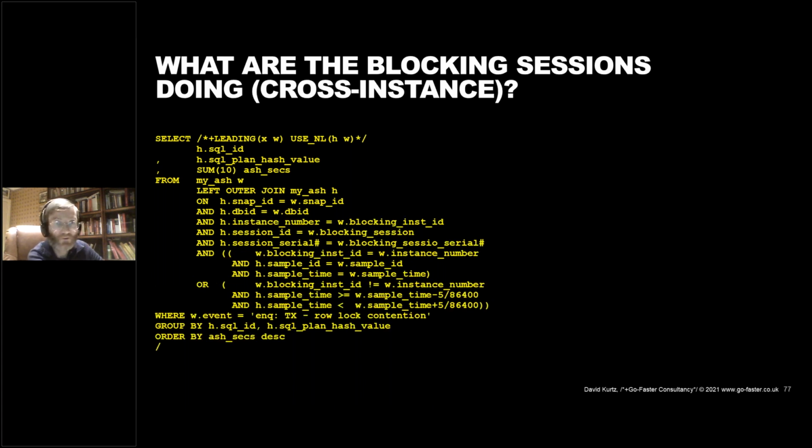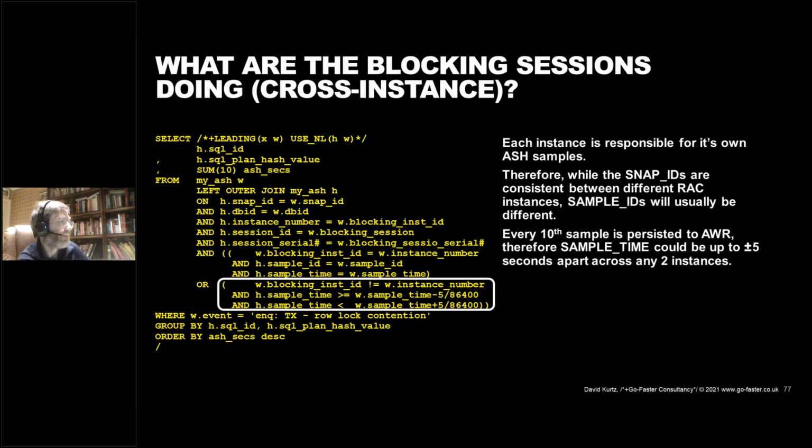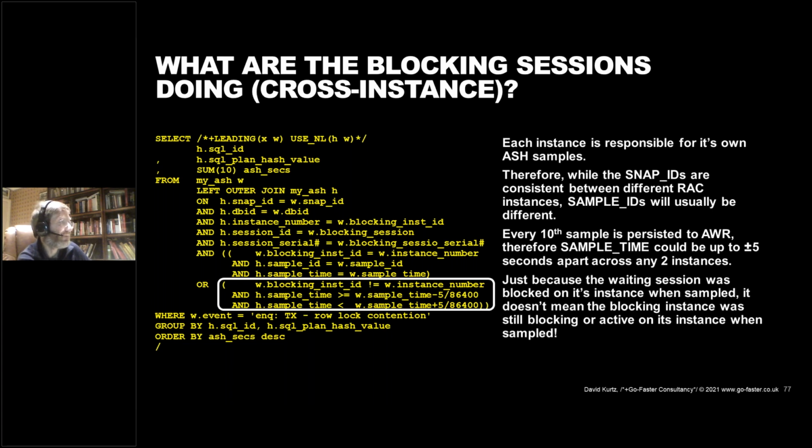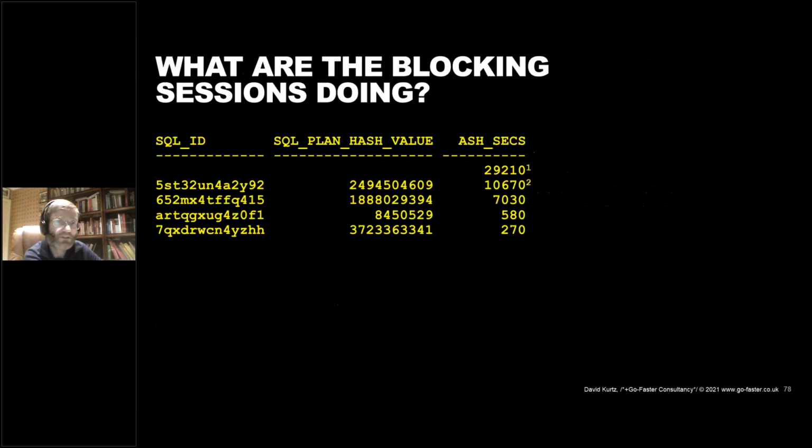And if I'm doing it cross-instance, I have to be a little careful because the timestamps on the ASH events may be different on different RAC instances. So they're only going to be accurate to within 5 seconds, plus or minus 5, because it's a 10-second interval. And I can find the same profile of blocking, find the blocking instance. And that will give me an idea of what's going on.